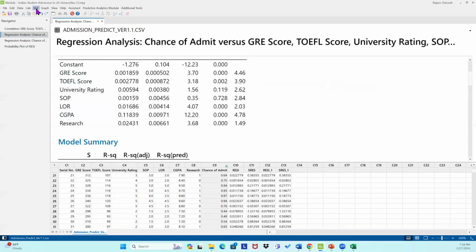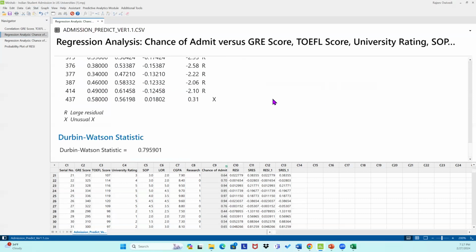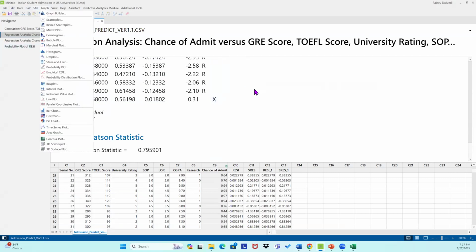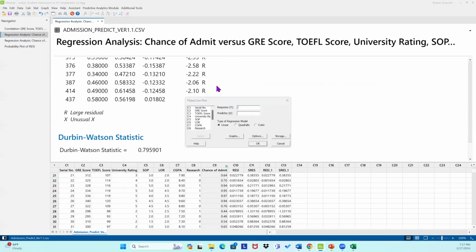Now let's do this: statistics, regression, and predict. So basically this predict option will come only when you run the regression model. Only then will this option appear. Otherwise, this option will be disabled. So first, we have to run the regression model because I think the last regression model was different. So let me run a fresh regression model.